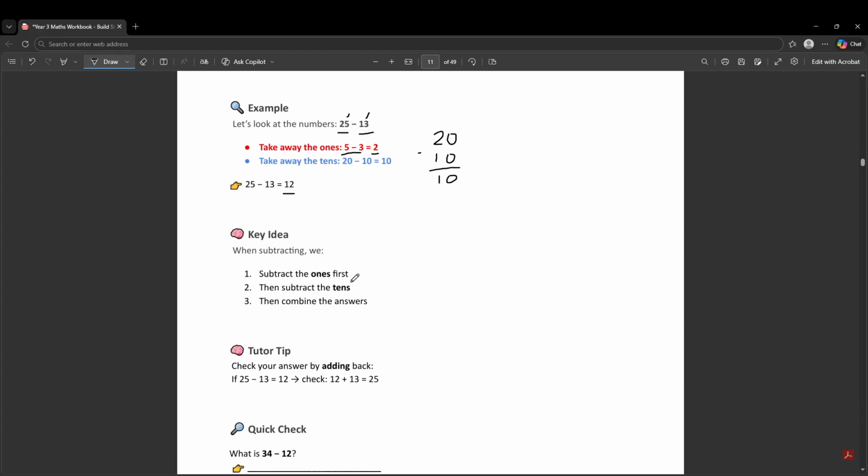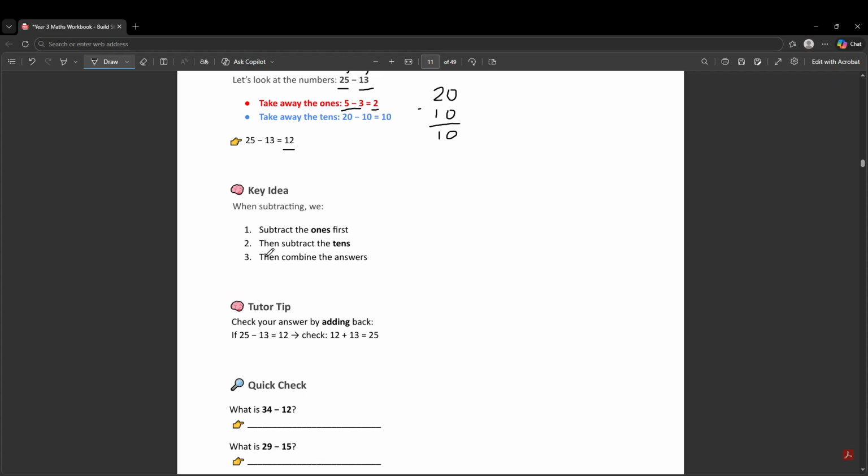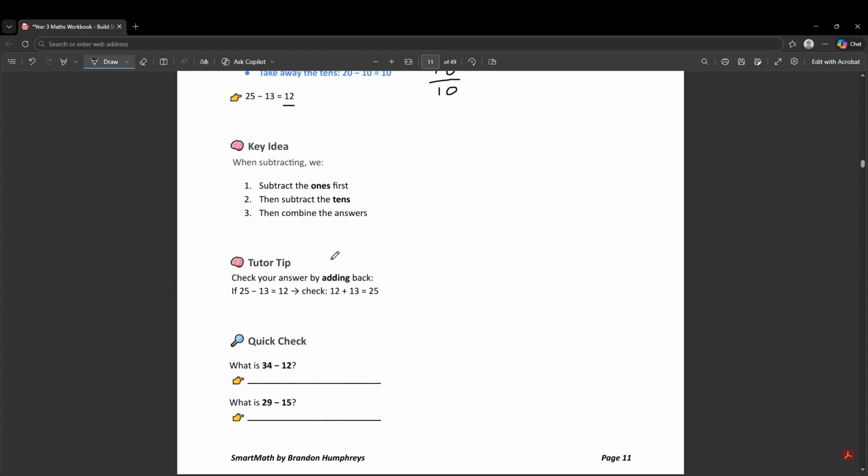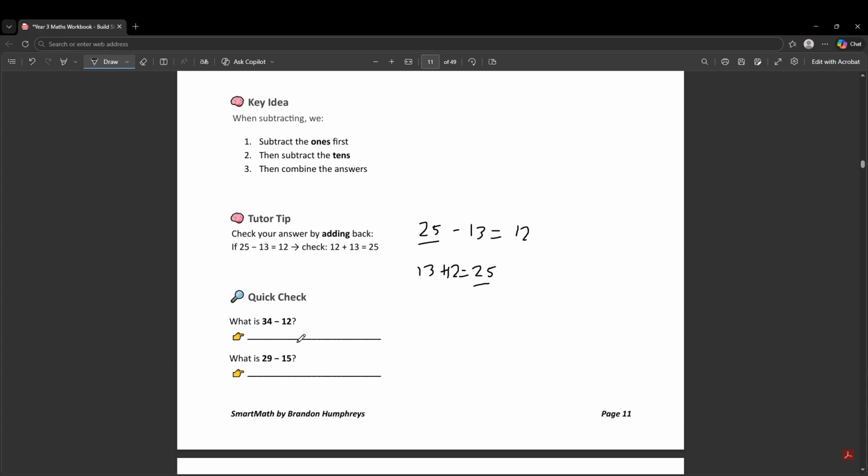Key idea for subtracting is we subtract the ones first, then subtract the tens, and combine the answers. And a very good way to check your answer is always by adding the answer back. If we have 25 minus 13 equals 12, that means if we do 13 plus 12, we'll also get 25. So addition and subtraction go hand in hand, and that's also a really nice way to check your answer if you're unsure. So, just a quick check of our knowledge.